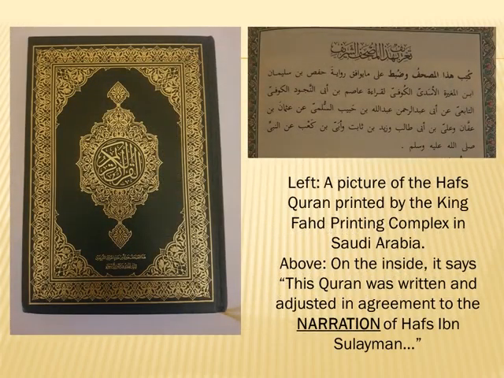Here is a typical picture of a Hafs Quran printed by the King Fahd printing complex in Saudi Arabia. On the inside it says in Arabic, "This Quran was written and adjusted in agreement to the narration, riwayah, of Hafs ibn Sulaiman." End quote. It goes on to mention who Hafs's teacher was, with a supposed chain going back to Muhammad. Here the statement, narration of Hafs, is important and needs to be borne in mind for the rest of the video.